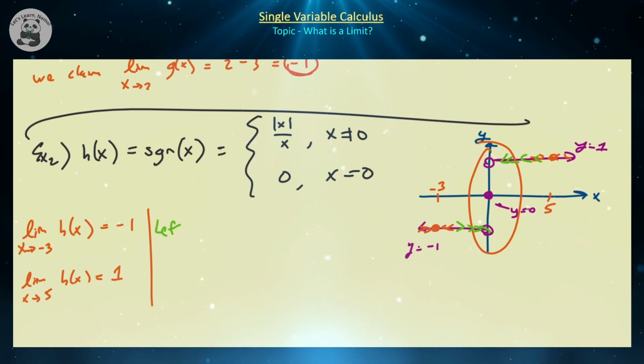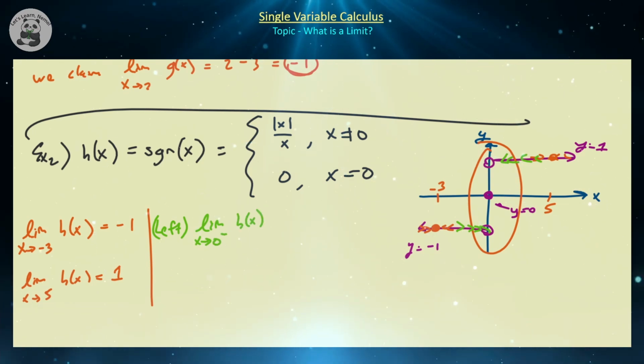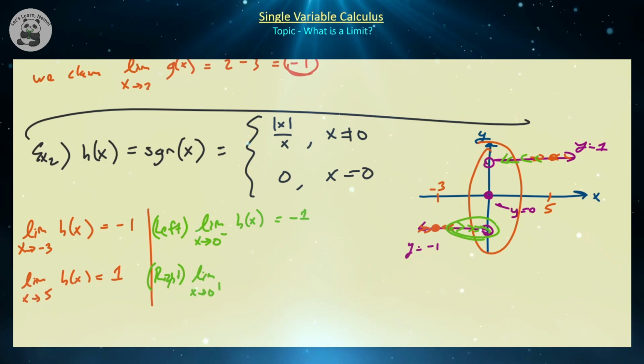So we can write that in this way. The limit as x approaches 0 with a minus sign, so that's 0 from the left-hand side, we see that that's equal to -1. And if we're interested in the right-hand side, notice the limit as x approaches 0 plus sign, that's the limit as x approaches 0 from the right-hand side, we see that this function is getting close to positive 1.